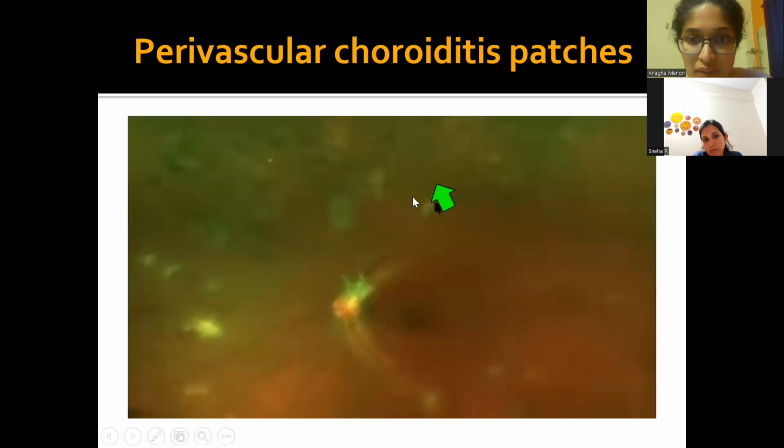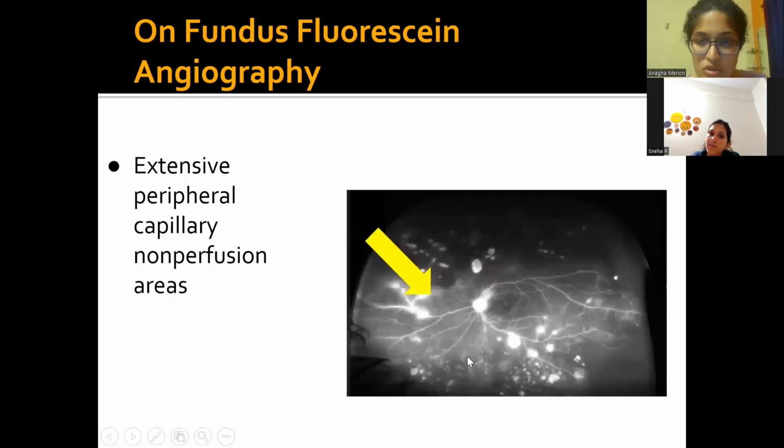So these are your perivascular choroiditis patches. Okay, just patches on the choroid. And this is how it appears on fundus fluorescein angiography. You can see areas of capillary non-perfusion here.